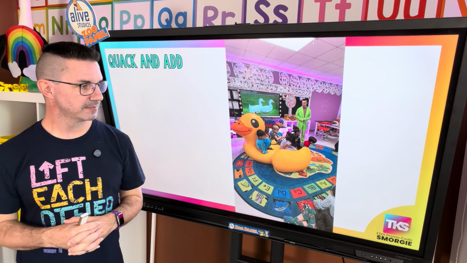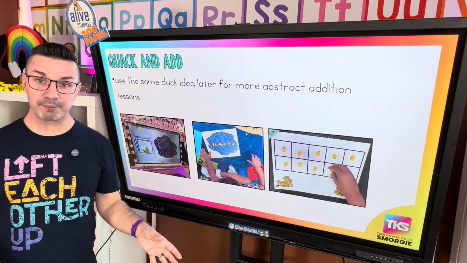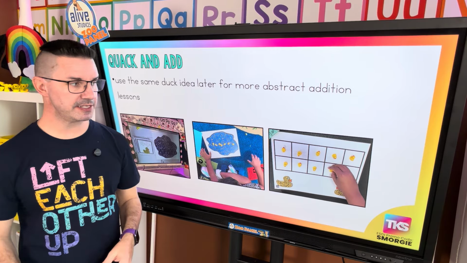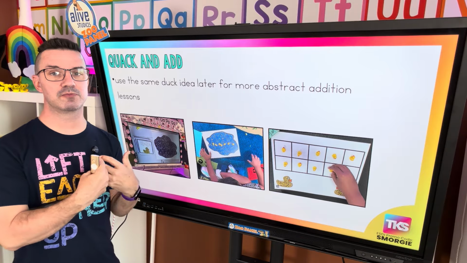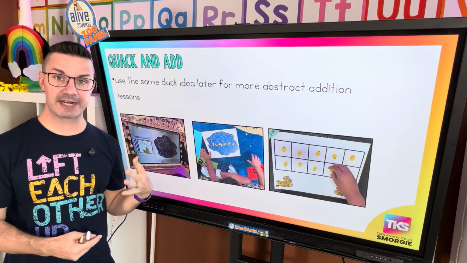ducks safely. Boom, that was it. And we just continue to do that, right? Then we can also move, especially later in the year, we can come back to quack and count, and we can start to move towards those more abstract and pictures, right? And story problems.